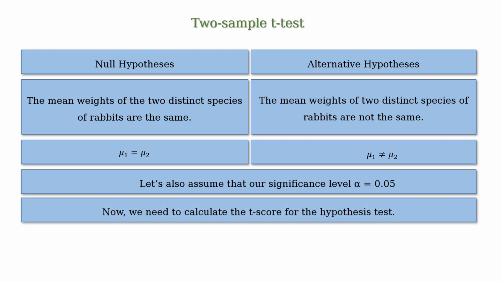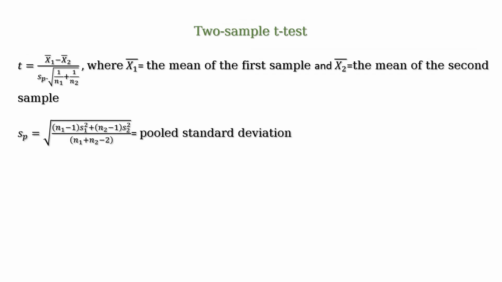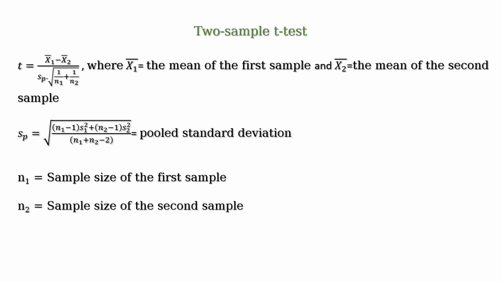Now, we need to calculate the t-score for the hypothesis test. The t-score for a two-sample t-test can be calculated using the following formula. T is equal to x1 bar minus x2 bar divided by Sp into root over 1 by n1 plus 1 by n2. Here, x1 bar is the mean of the first sample and x2 bar is the mean of the second sample. Sp is the pooled standard deviation and that is equal to root over (n1 minus 1) into s1 square plus (n2 minus 1) into s2 square divided by n1 plus n2 minus 2. Please note that n1 and n2 are the sample size of the first and the second sample respectively.